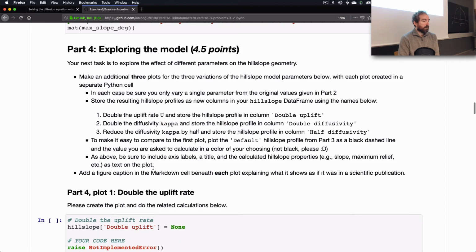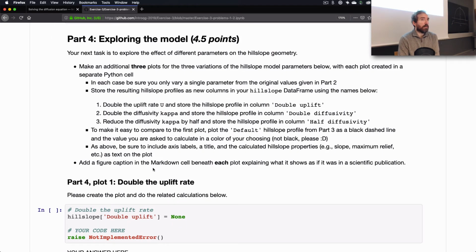Then after that, we can take basically the same type of thing that was done in the first 2 parts and just redo it for some different values. So if we double the uplift rate, how does the landscape change? If we double the diffusivity, how does the landscape change? So you'll add these as extra columns into your pandas data frame. And the idea is that when you do these calculations, of course, you'll also make a plot.